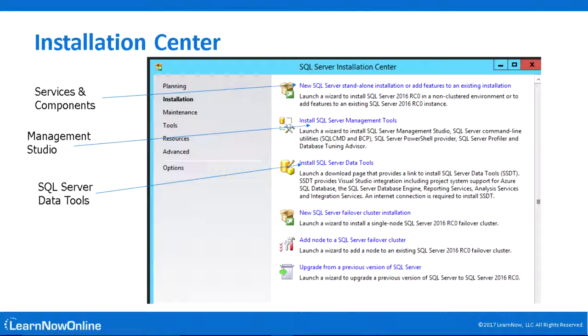The first, the services and components, lets you install a new SQL Server standalone instance or add features to an existing installation. This is where you start to get the instance and any other services installed and initially configured. Some client support files are available in this path, but the main objective is to get the SQL Server service and services installed, configured, and running.